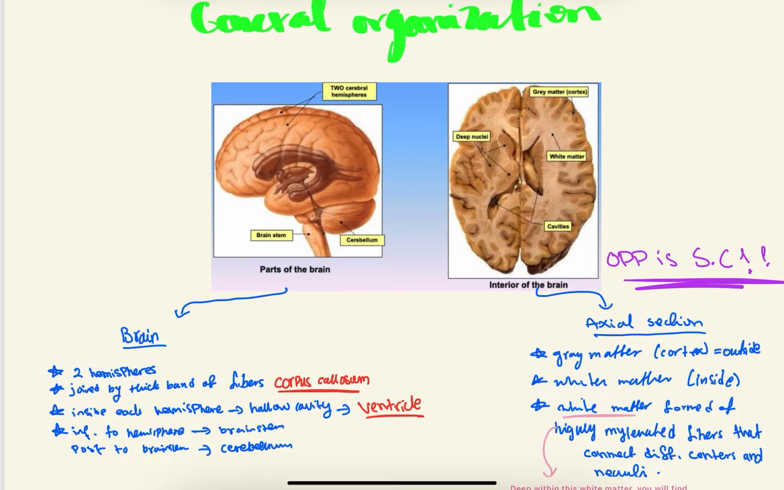Now, if we take a look inside each and every hemisphere, we are going to see a hollow cavity, and this cavity will be called a ventricle, and we're going to take a look at it later on during these slides. If I take a look inferior to the hemisphere, I'm going to see the brainstem, and if I look posterior to the brainstem, I'm going to see the cerebellum.